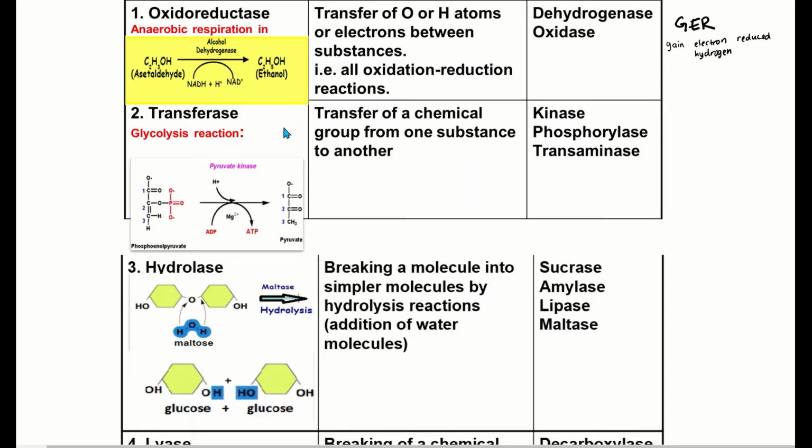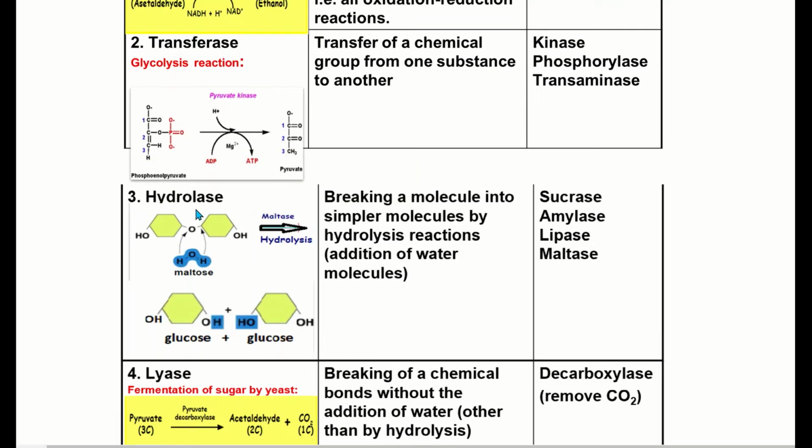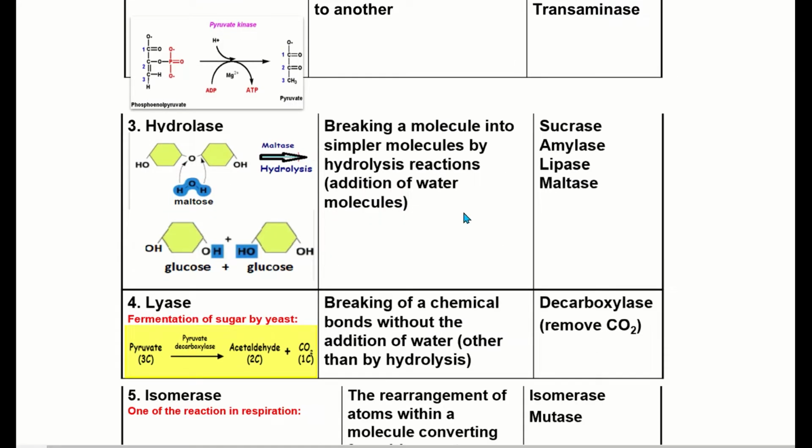Okay, ini senang, hydrolase. Hydrolase dia break a molecule into simpler molecule by hydrolysis reaction. Maksudnya dia tambah water. Macam amylase, lipase, maltase, sucrase semua ni dia tambah air. Ini you ada maltose. So enzim maltase tambah water. Undergo reaction tu, nama reaction tu apa? Hydrolysis kan? So you dapat glucose. Dia senang, hydrolase. Sebut je addition of water, you tahu dah ni kelas hydrolase.